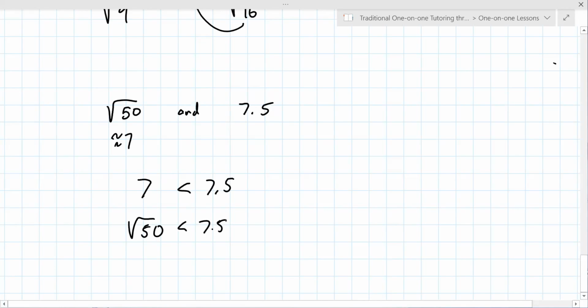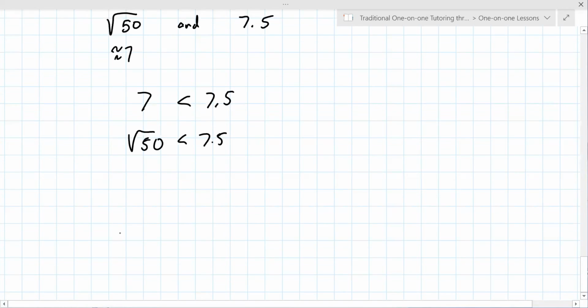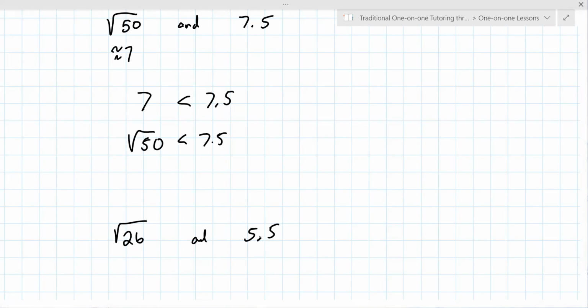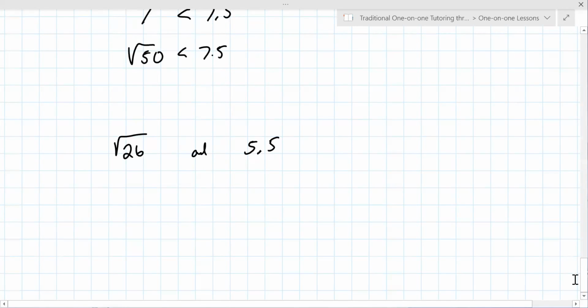Okay, so let's try another one here. How about the square root of 26 and 5.5? Do you want me to just say the answer? Which one is bigger? It's one of them. Which one is it? 5.5. Because the square root of 26 is about like the square root of 25, which is 5. So 5.5 is bigger.